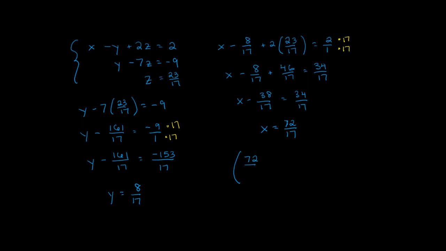So our answers are 72 over 17, 8 over 17, and 23 over 17. And I would not recommend trying to graph this or check by graphing, because when you have 3 variable systems, the graph would have to be a 3D graph. So something like this, you would have to check some other method.